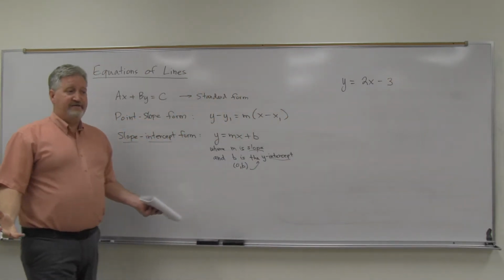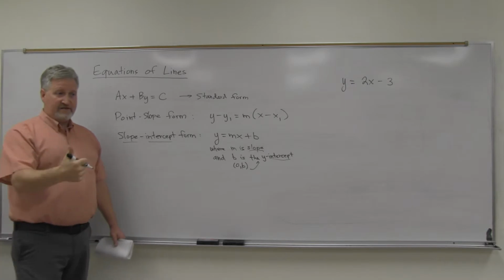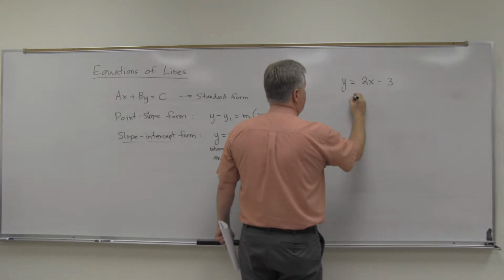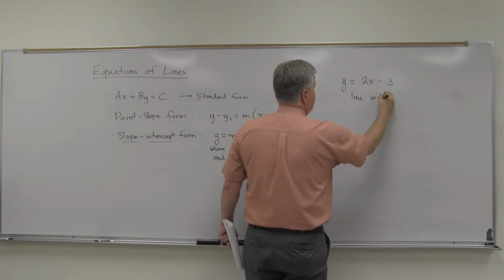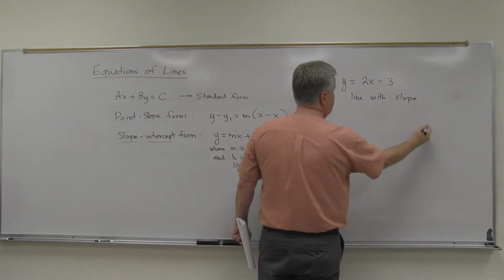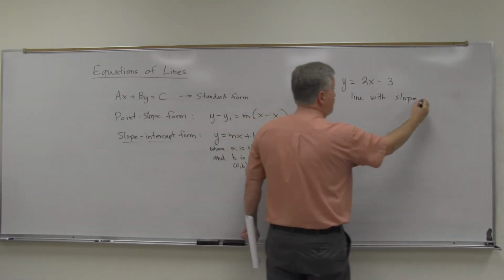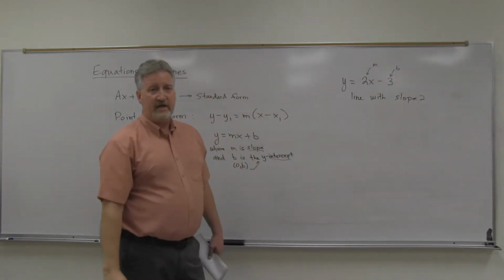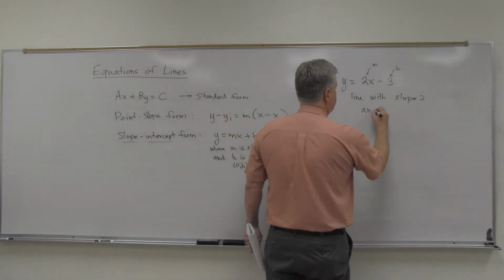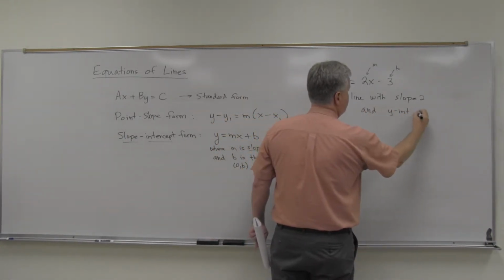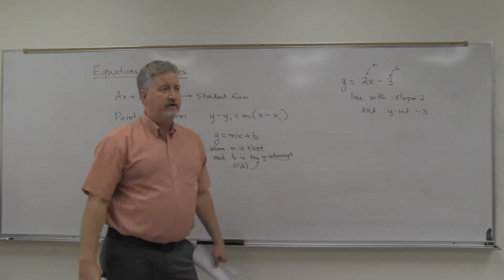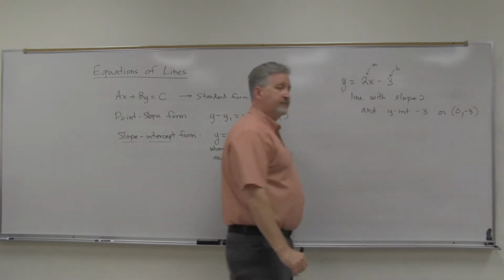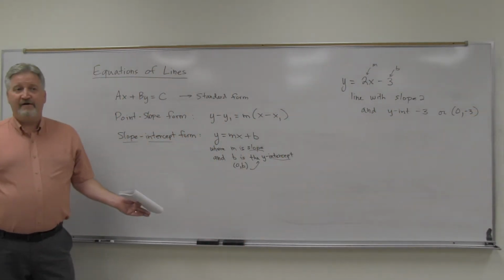Without any calculations whatsoever, we can give the slope and the y-intercept of this line. So this is a line with slope what? 2 over 1, or 2. So this is the m, this is the b, so the m is the slope. This is a line with slope 2. And the y-intercept is the b, right? So the y-intercept is negative 3, or 0, negative 3 if you wanted to write it in ordered pair form. You can read those right off there without any calculations.